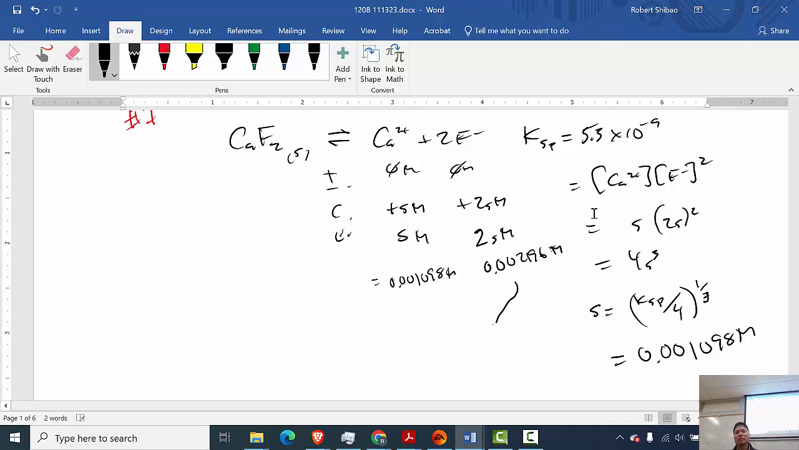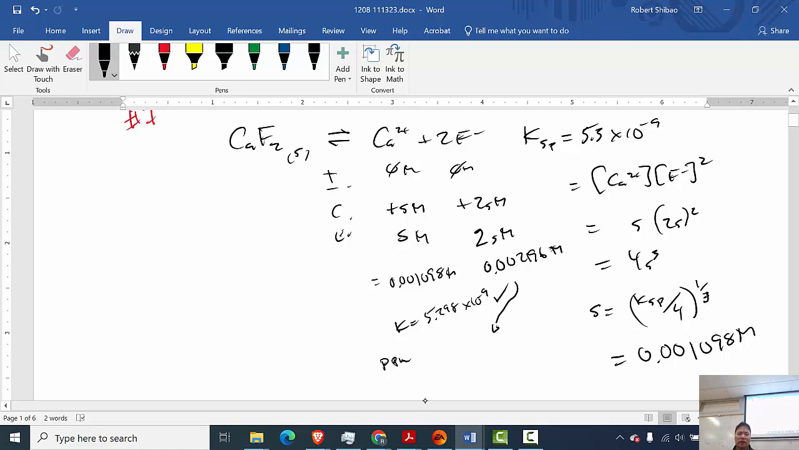So what is this in terms of ppm? So I'm going to use some dimensional analysis, but before I do that, let's check my K to make sure this is correct. And so I'm going to take the fluoride ion concentration and square that, and then I'm going to multiply that by the calcium concentration, 0.001098. I get 5.298 times 10 to the minus 9. So it should be 5.3. I got 5.298. That checks out.